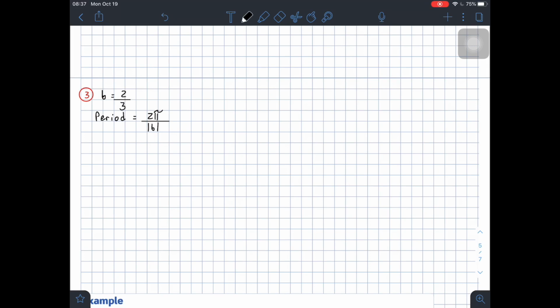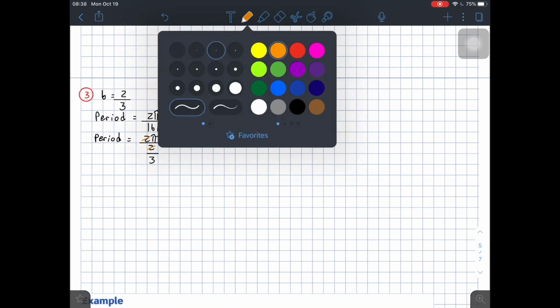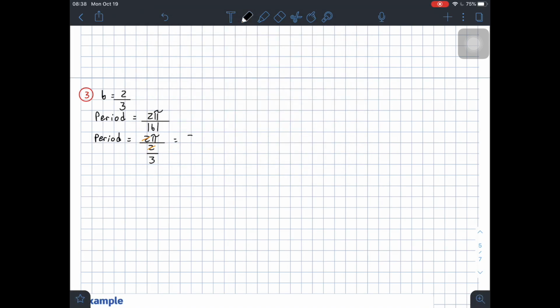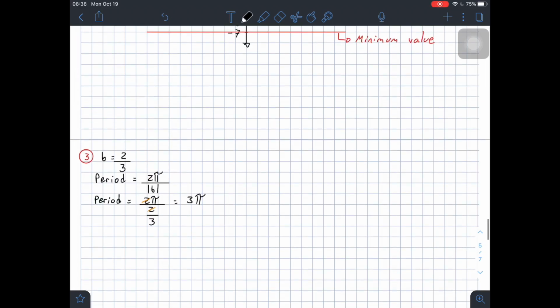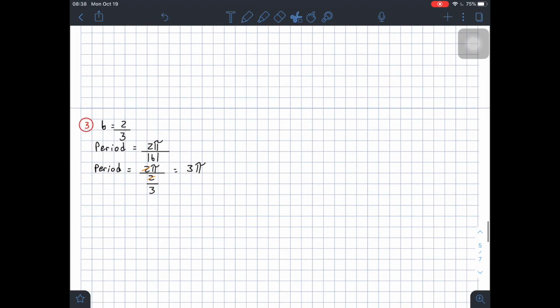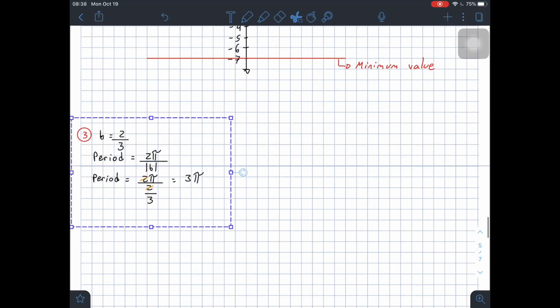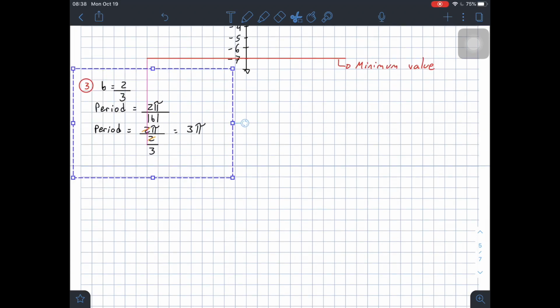So the period of this function is equal to 2 pi over 2/3. And if we simplify this, the 2 cancels out, and this 3 goes up, right? So the value of the period is equal to 3 pi. So we already know after how many units this function repeats. The period is 3 pi. I'm going to take this up again.